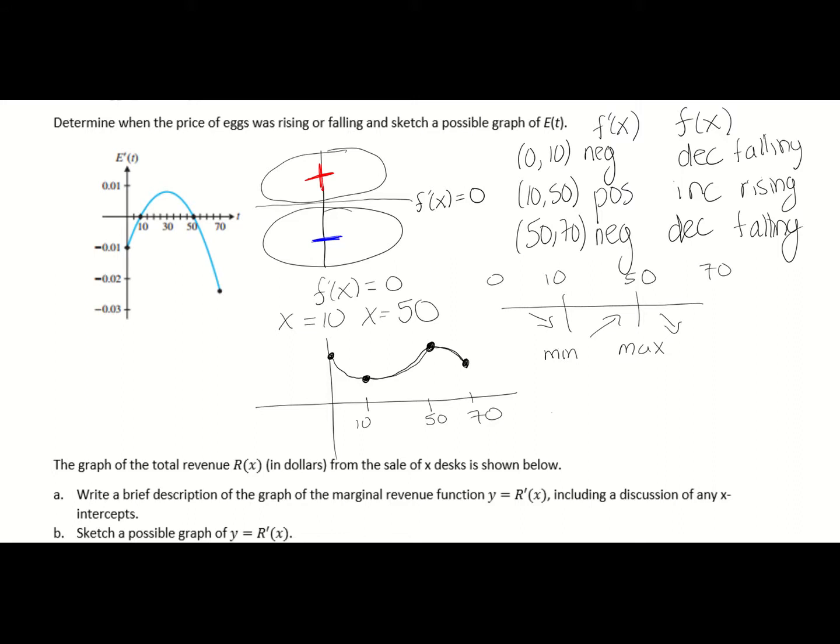So this would be a possible sketch of our graph. Here I am decreasing, here I am increasing, here I am decreasing. This is a min, and this is a max. And this is a possible E of t.